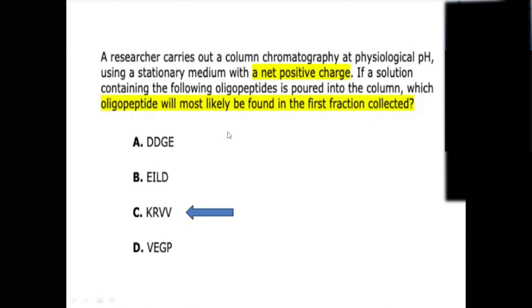The reason it's C is because the question asks which is most likely to be found in the first fraction. These are one-letter codes of the amino acids, which you should also have memorized. If you don't have them memorized, you could have looked at the chart. It says which will likely be found in the first fraction collected, which means which will come out first. If you know this is a positive stationary medium, a positive column or wall, a positive amino acid will come out first because it will just repel. A negative one like DDGE would stick very tightly to the wall and come out last. So if the wall is positive, the first thing to come out would also be positive, because like charges repel.